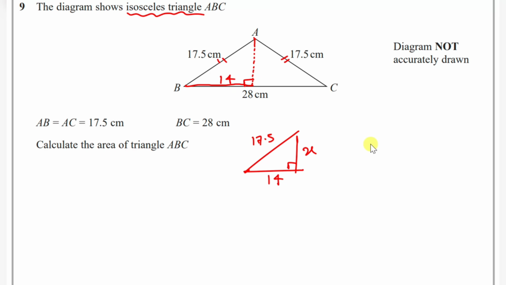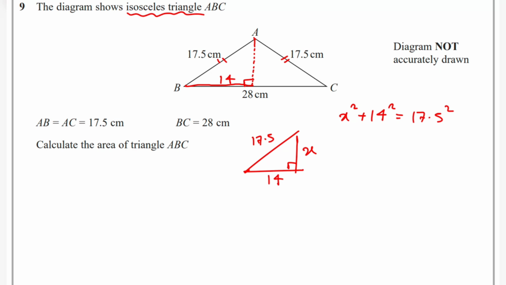So remember, Pythagoras states that the square of the two short sides must equal the hypotenuse squared. So it's going to be x squared plus 14 squared equals 17.5 squared. If I just wrote that without the equal sign, it would have just been stuck there. So now to make x squared the subject, let's subtract: 17.5 squared minus 14 squared.